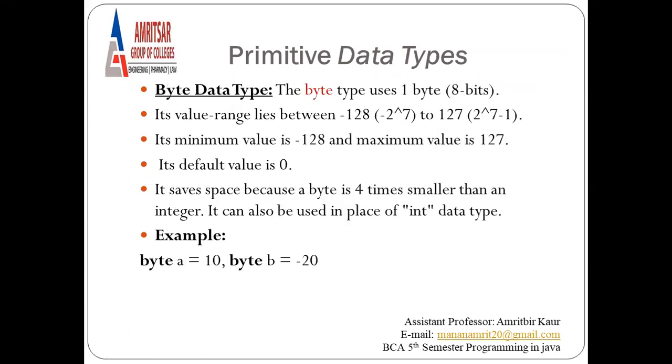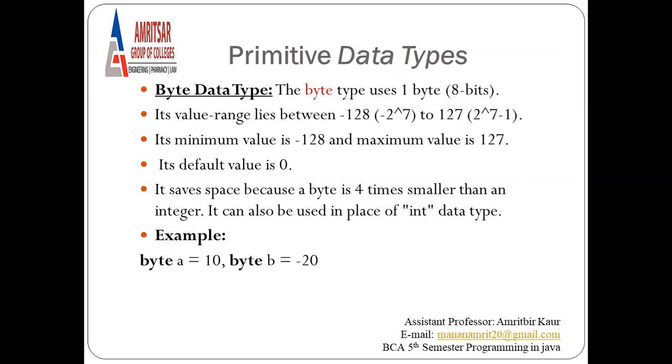Then the byte data type. It uses 1 byte. Its range lies between minus 128 to 127. So the minimum value is minus 128, and the maximum value we can store here is 127. If we want to store 129, then the byte data type will not store that value. We have to use int or short. The default value here is 0.